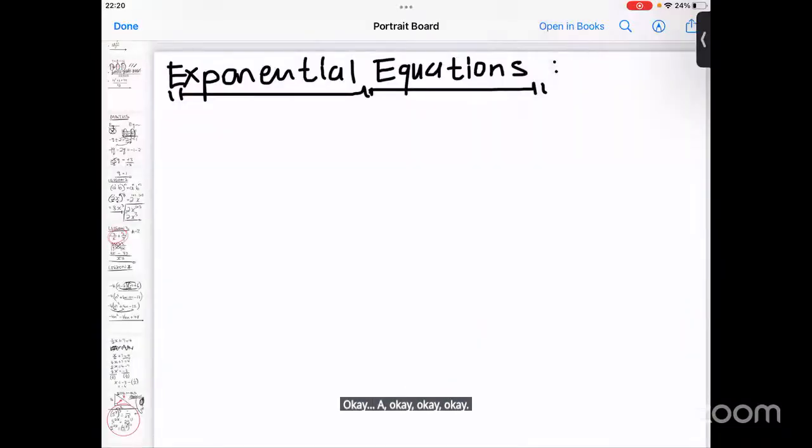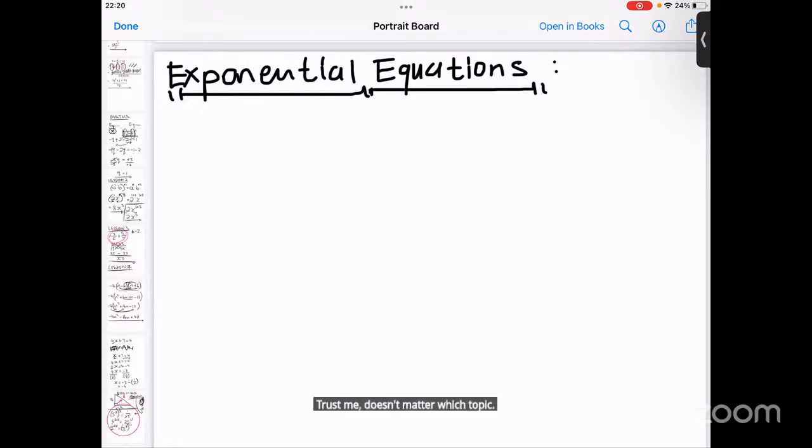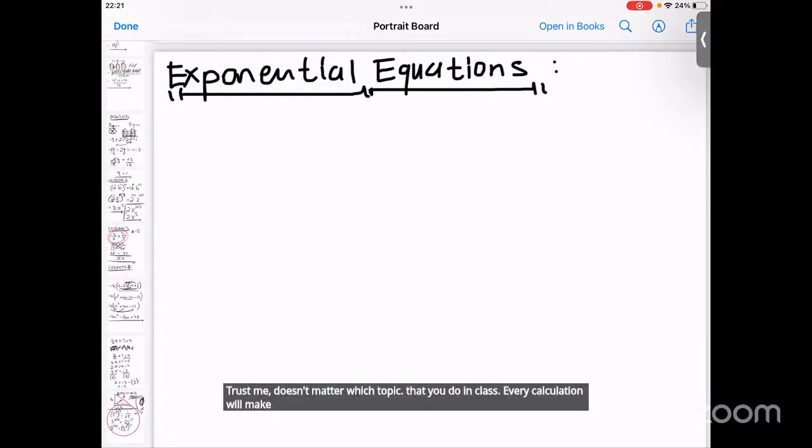Okay, so now I'm going to continue with exponential equations. Trust me when I say it is very, very important that we go through this type of problem, because it's one of the things that, if you can master and fully understand them, it doesn't matter which topic you do in class, every calculation will make sense. So worry not in case you are doing something else.